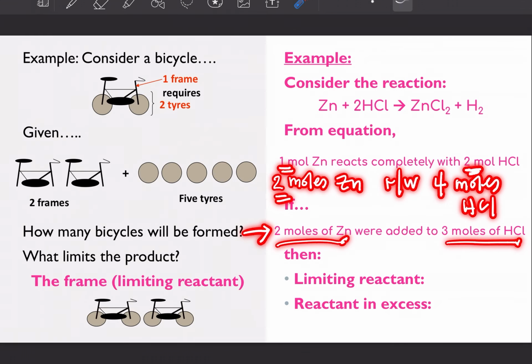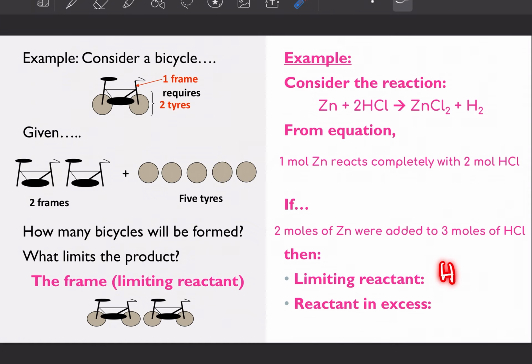Okay, terang-terangan kita nampak yang, okay, we need 4 moles of HCl. So if we only have 3 moles of HCl in our experiment, is that enough? So no, okay. So 2 moles of zinc must react with 4 moles of HCl. So since dia only add 3 moles of HCl, that means that HCl will be your limiting reactant, while your reactant in excess, or excess reactant, will be your zinc. Alright?